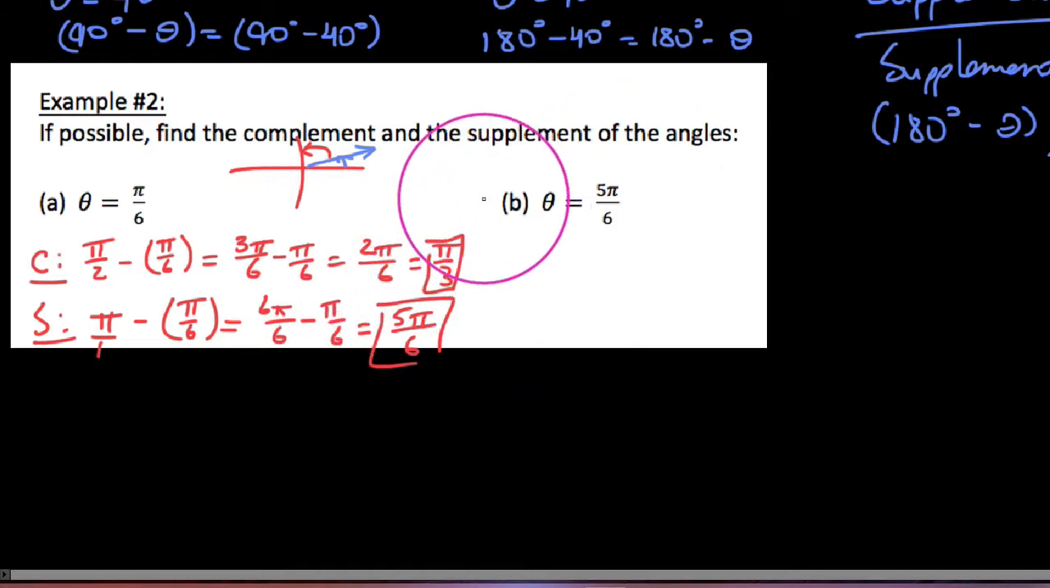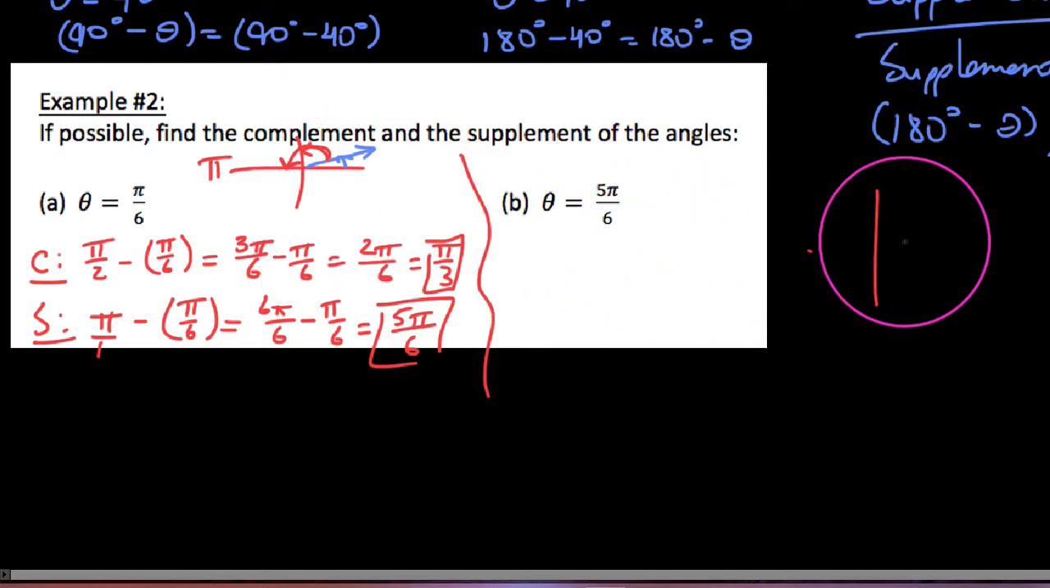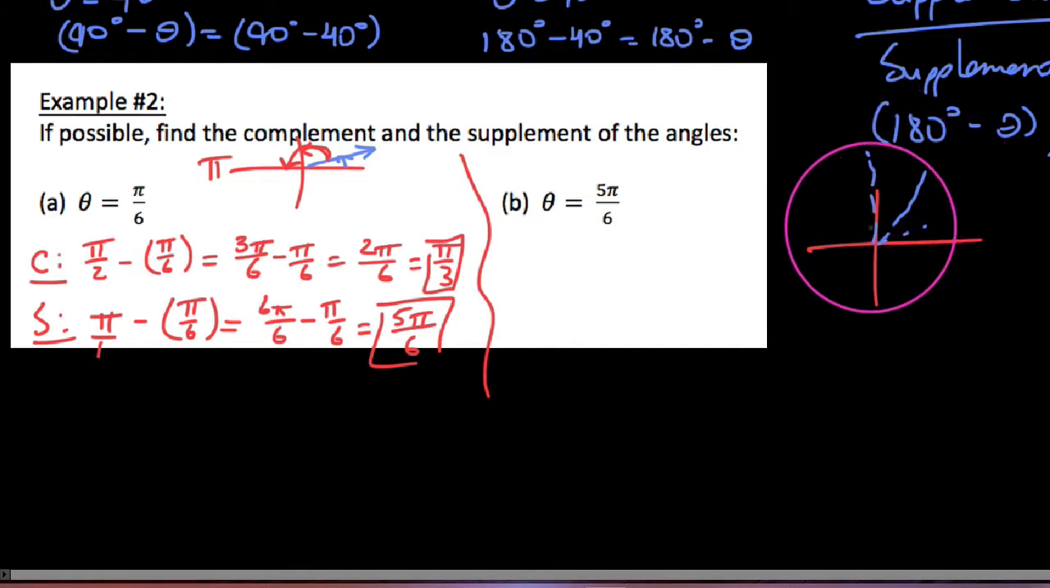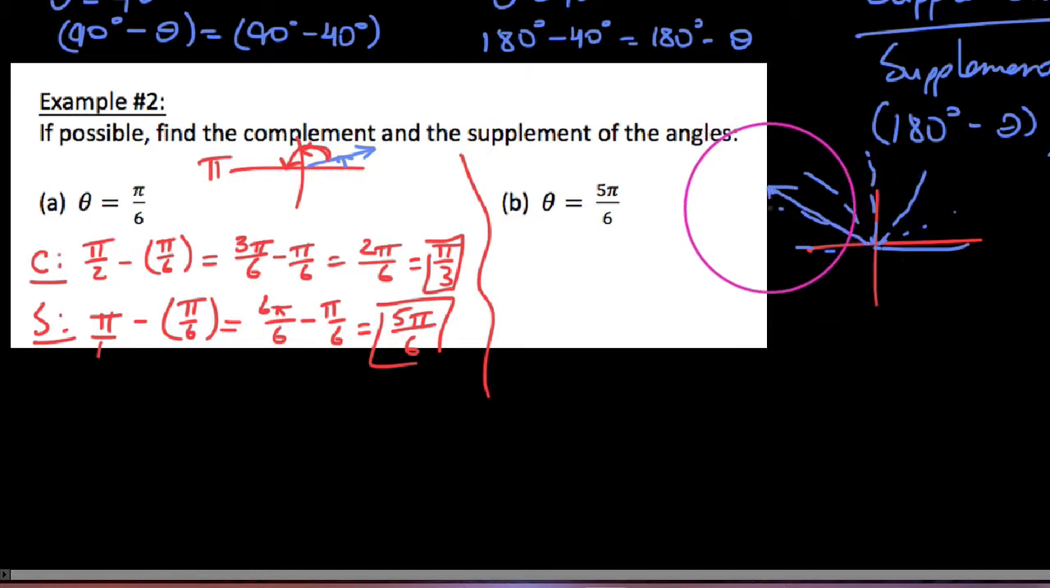Okay, so now let's take a look at letter B. Looking up here at the picture, another 5 pi sixth would get us over to pi radian measurement, so they are supplementary. For this angle, let's start with the sketch. 5 pi sixth: you can imagine if we were to split this up into sixths of pi, 5 pi sixth would be this angle right here. So you'll notice that we're already starting with this obtuse angle. So this is our 5 pi sixth.